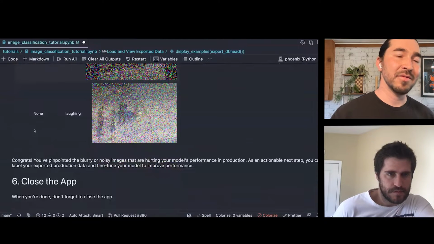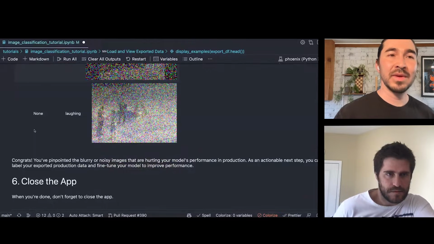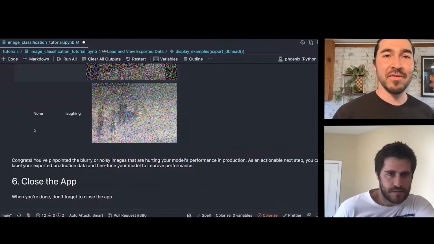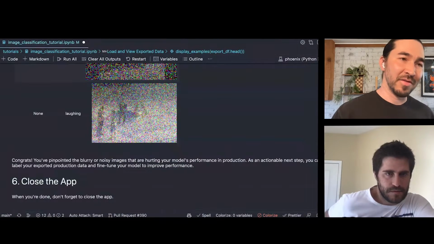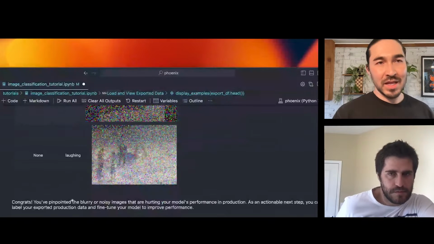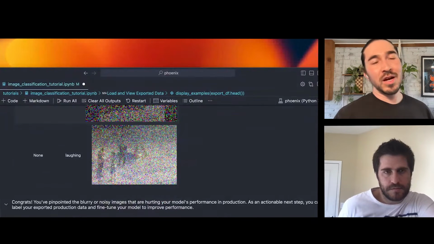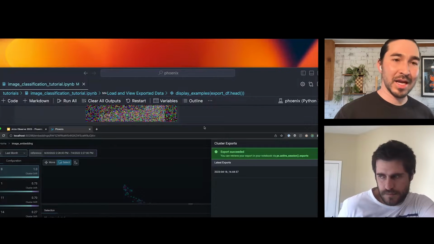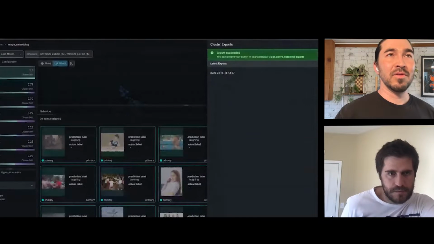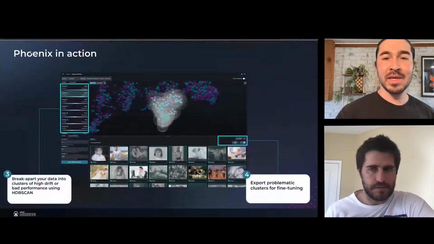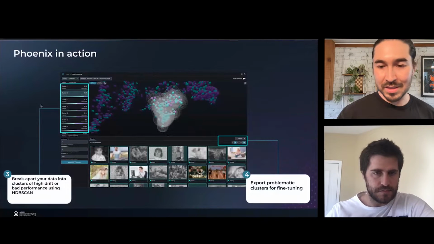And let's use that convenient function we had before to display some of them. And sure enough, now we have the grainy images right at our fingertips to relabel and retrain our model on so it can better handle grainy images. So with that, that completes our demo. Let me go back to our slides here.